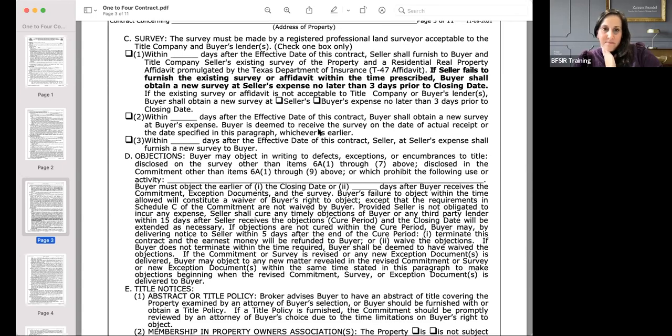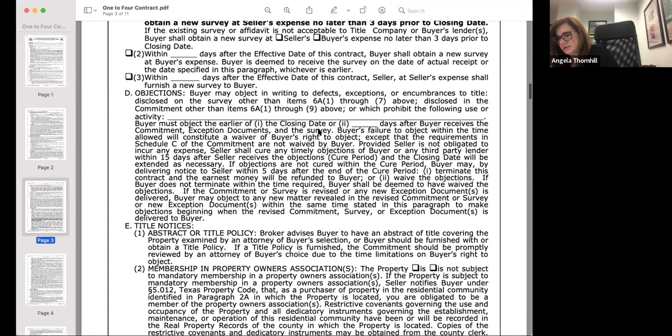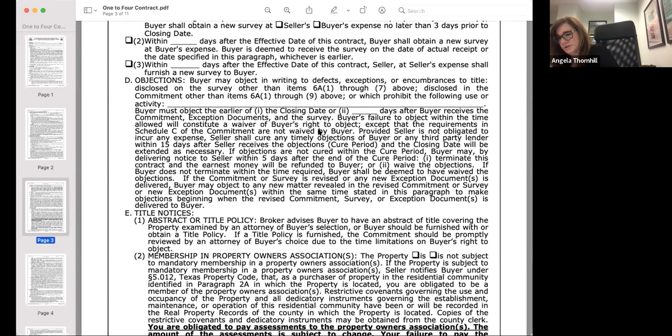Okay, so objections. Buyer may object to defects, exceptions, encumbrances disclosed in this survey, which prohibit any of the items that were listed in the previous section, and also any uses or activity. An example of something you might put on that line might be construction of an in-ground swimming pool. And then you get the survey back and there's a sewer easement running through the middle of the backyard.